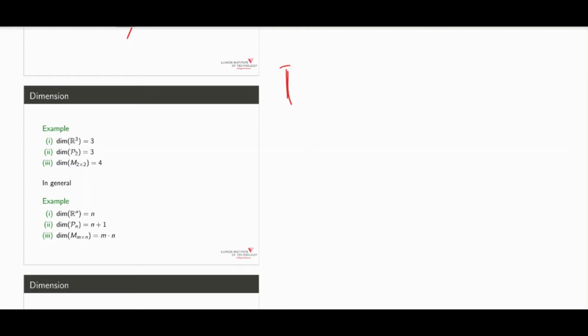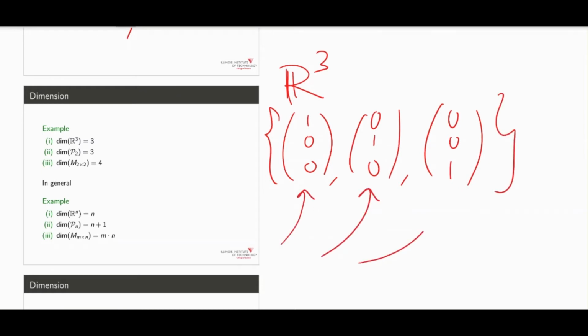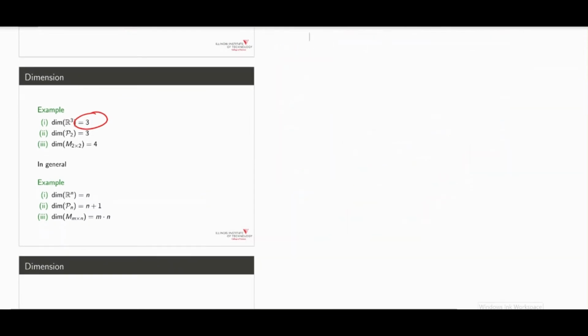Well, you look at a basis for R3, so choose any basis. Let's choose the easiest one, which is the standard basis. We all know that this is the standard basis for R3. Let's count. This is one vector, this is the second vector, this is the third vector. So there are 3 vectors in that basis. So the dimension of R3 is defined as the number of vectors in the basis, and that is 3.